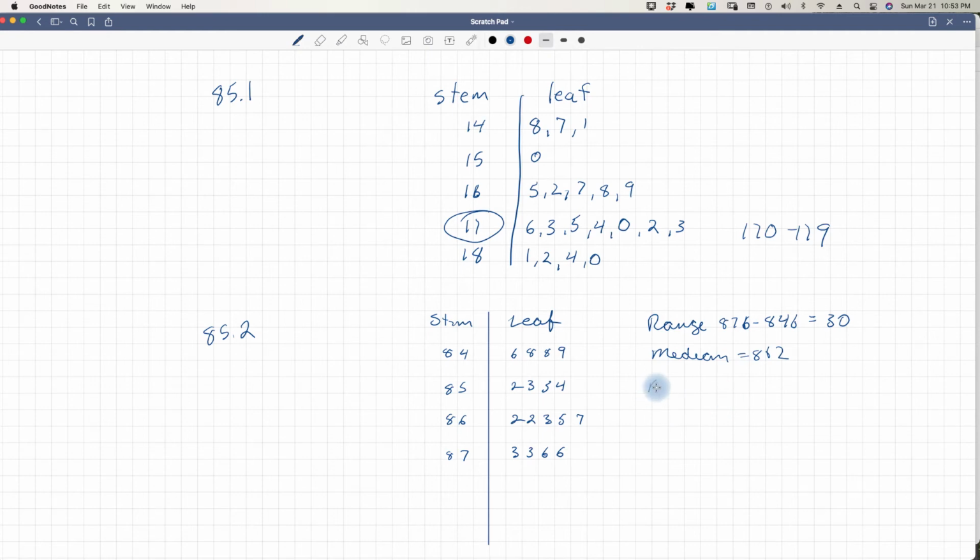All right, our mode is whatever numbers are used the most. And in this case, we have 848, 853, 862, 873, and 876. So those are our modes: 848, 853, 862, 873, and 876. All right, and then for our mean, we're just going to simply add these up.